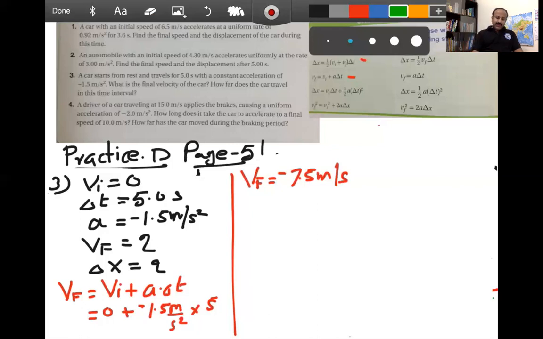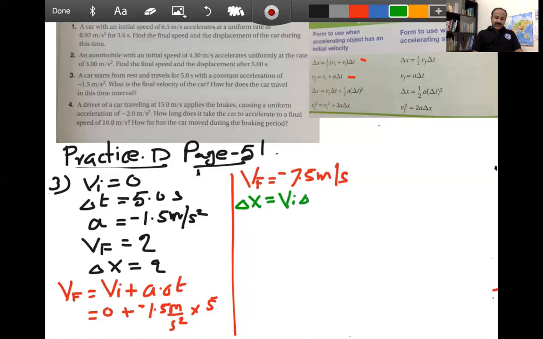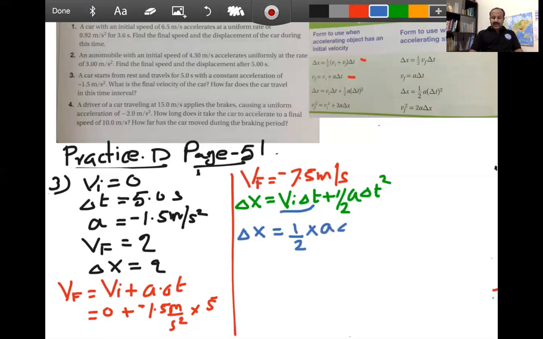Okay. So if I'm going to use equation 3, delta x is equal to Vi delta t plus half a delta t square. Since Vi is 0, this term is going to cancel. So your final equation reduces to, as you can see on the right side, delta x is half a delta t square. Once again, the Vi delta t term is going to be 0, because Vi is 0. So the equation reduces to half a delta t square.